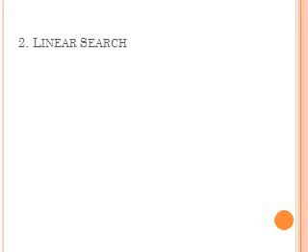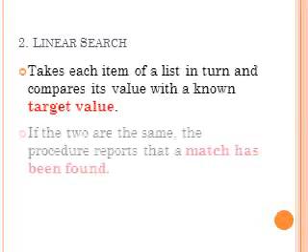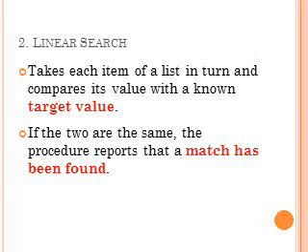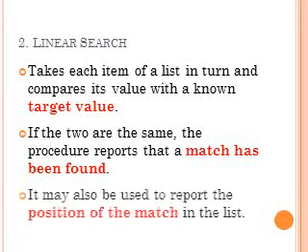Now, looking at the second of the 4 standard algorithms, we're looking at linear search. What this does is this takes any unsorted array and it looks for a particular value. Now this could be any type. It could be string, integer, single, real, boolean, any array of those types, and it will look for a specified target value. And if it finds a match, then the linear search algorithm reports that a match has been found, and in some cases it will also report the position of the match in the list.